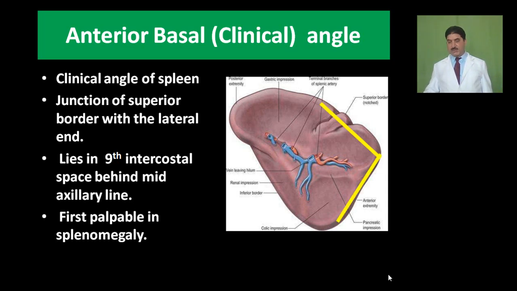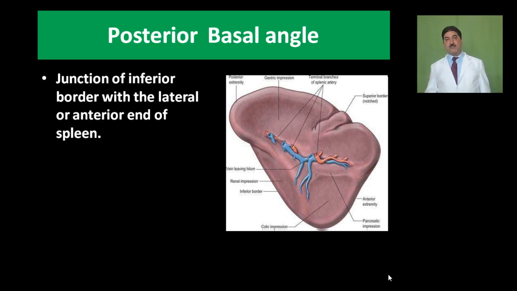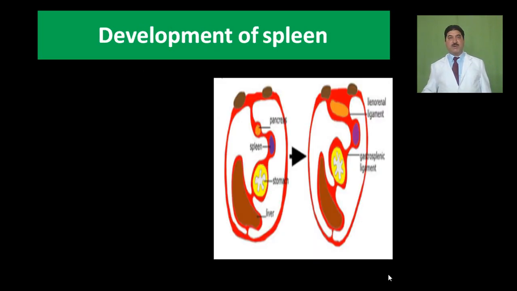As shown in this diagram, this angle lies between the superior border and anterior border of the spleen, and this angle becomes first palpable in case of splenomegaly. That is why it is called the clinical angle of the spleen. The posterior basal angle of the spleen lies at the junction of the inferior border with the lateral or anterior end of the spleen. Now, where does the spleen develop from?